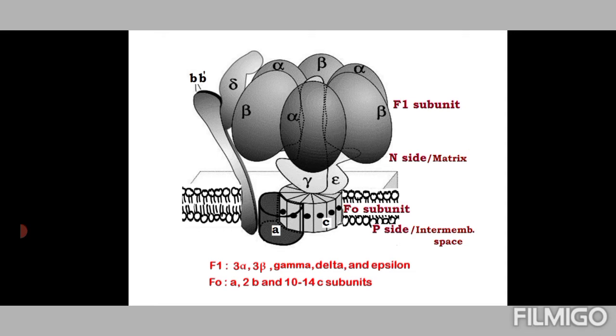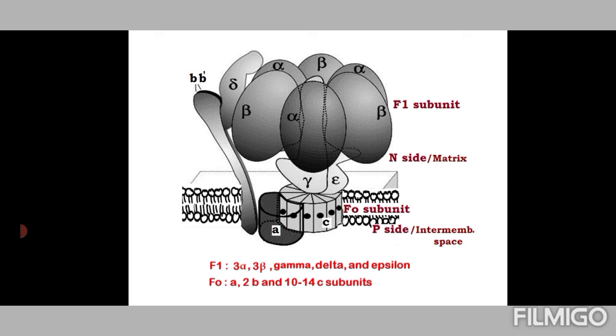Now, this structure is a large complex enzyme that looks like a ball on a stick. This 85 Angstrom diameter ball is called the F1 subunit. It protrudes into the mitochondrial matrix and possesses the catalytic activity of the synthase. Even the isolated F1 subunit has synthase activity. This F1 subunit consists of 5 types of polypeptides: 3 alpha subunits, 3 beta subunits, and then gamma, delta and epsilon subunits.